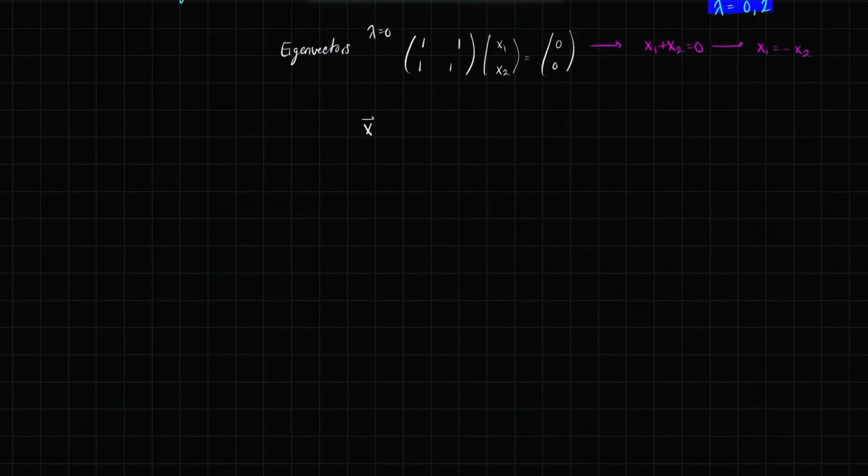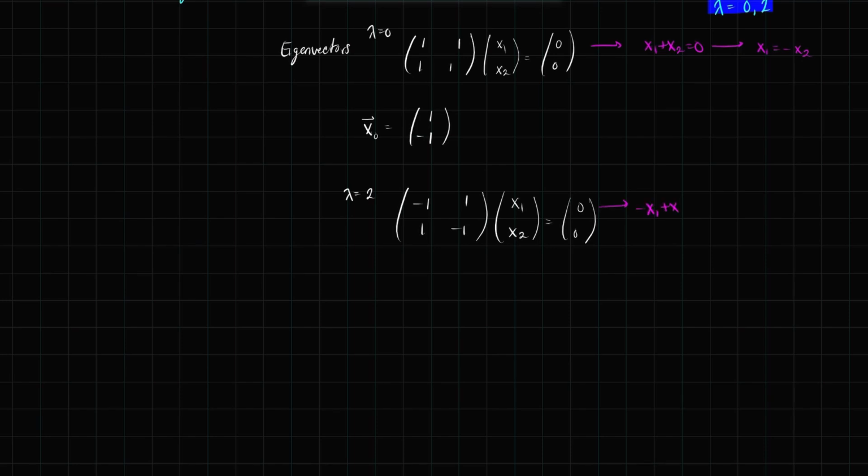That's telling me that x corresponding to lambda being 0 is the vector x1, negative x1, or if I replace the x1s with 1, I get 1, negative 1. Corresponding to lambda equals 2, I have the matrix negative 1, 1, 1, negative 1, against x1, x2 equals 0, 0. This sends me to negative x1 plus x2 equals 0, which is equivalently that x1 equals x2. So my eigenvector corresponding to 2 is x1, x1, or if I replace each x1 with a 1, 1, 1.